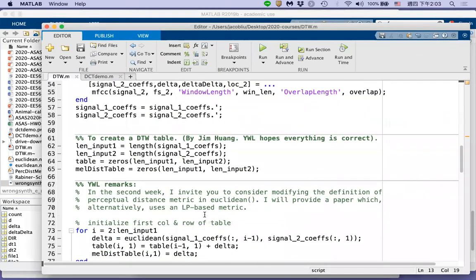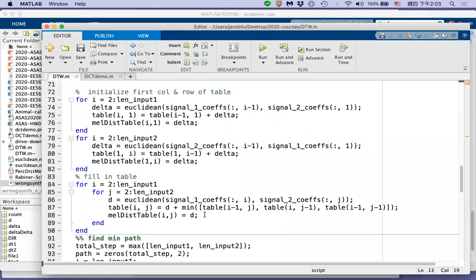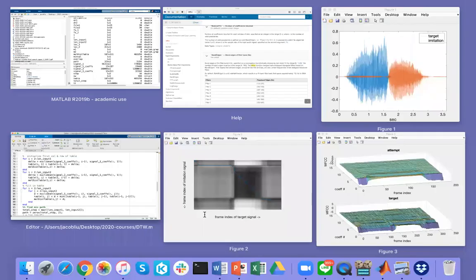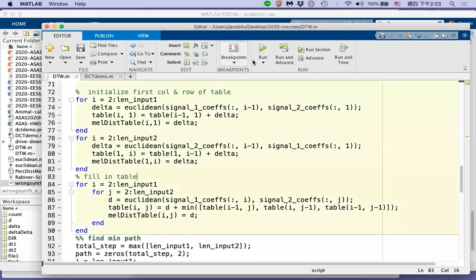So each frame has a 13-dimensional representation. So it is stored right here after calculating MFCC. And then after that, we try to calculate how similar they are. So here, let me run the code first.